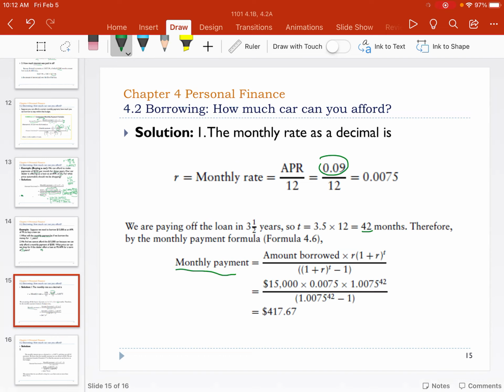The one that gets you monthly payment. We want to see what our payment would be. So we put in the amount borrowed, $15,000, and put in the R, put in the 1 plus R to the 42 power. This time I'm not going to show you all the details. And then down below, 1.0057. Notice we have to add 1 each time. So these numbers are the same. The only difference is this time we have to subtract 1 from the bottom line. You should get very close to $417.67 for your monthly payment.